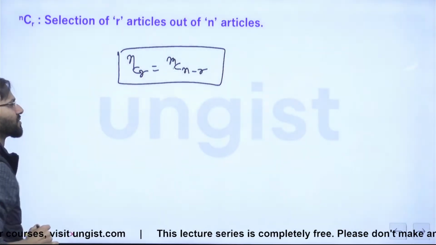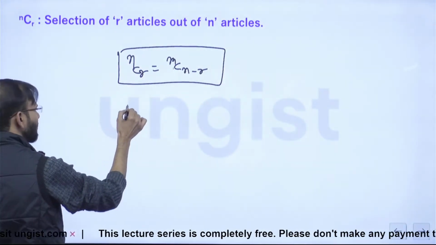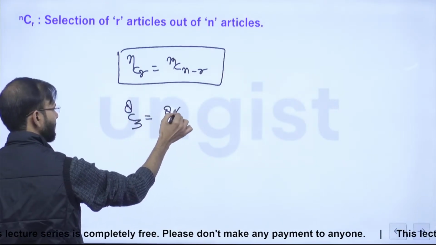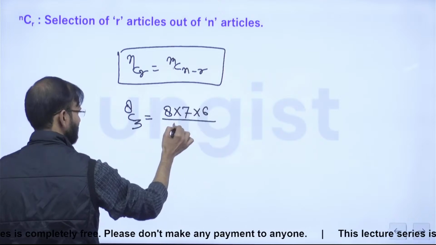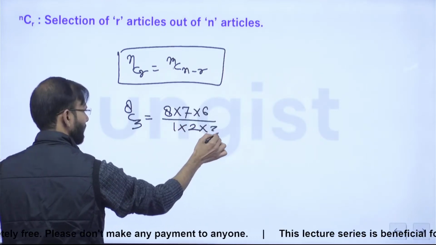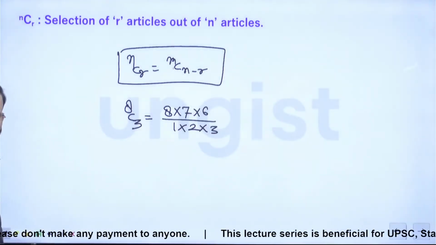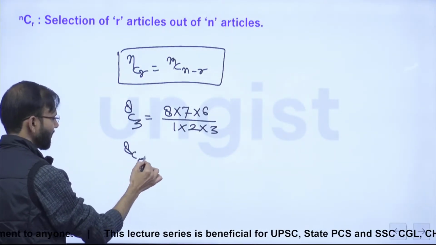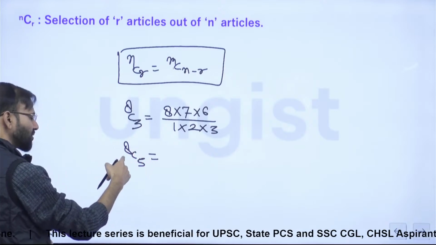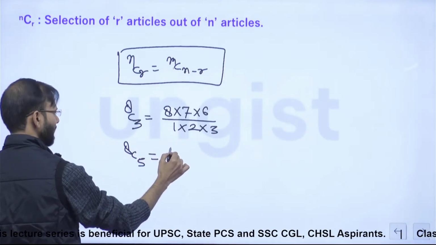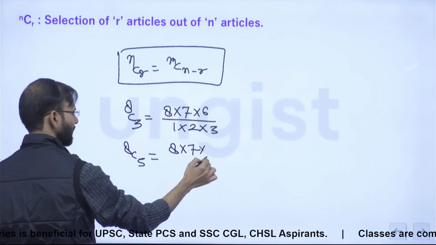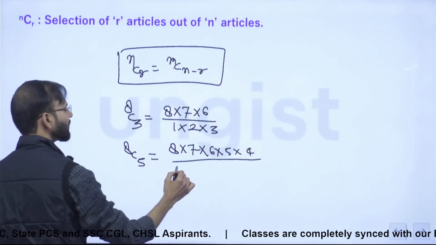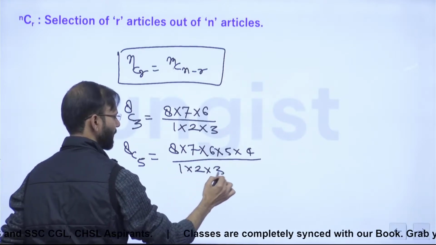What is the practical use of this? Let me tell you. 8C3 will be 8 into 7 into 6 divided by 1, 2, 3. Yes or no, guys? Correct? Now, if I need to solve 8C5, everybody just look at this. Tell me, this will be what? 8 into 7 into 6 into 5 into 4 divided by 1, 2, 3, 4, 5.